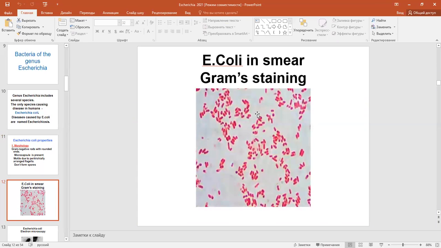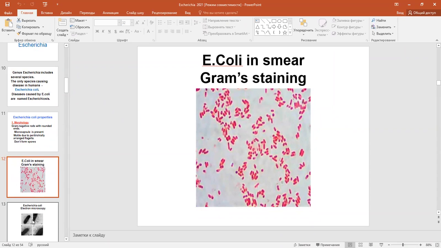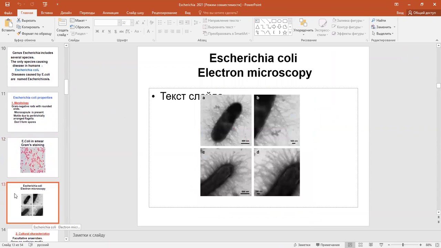There is a photo of a smear stained by gram staining, and there are Escherichia coli. They are rods singly arranged, and they have fuchsine color, so they are gram negative. Really, they're short rods. Then there is a photo of Escherichia coli made in an electron microscope, and it is possible to see the flagella well. How many flagella does this Escherichia have?